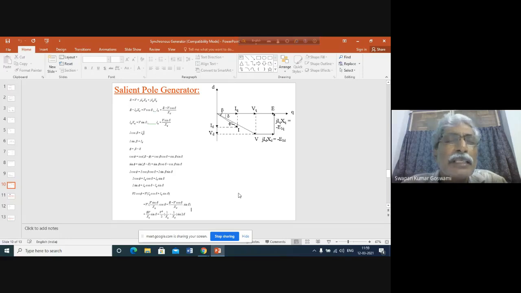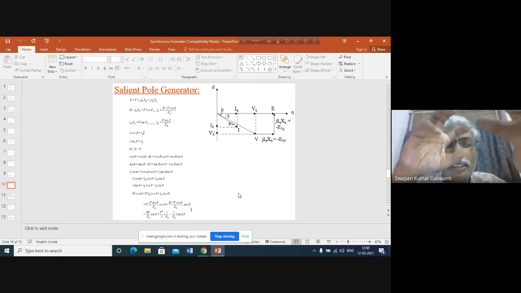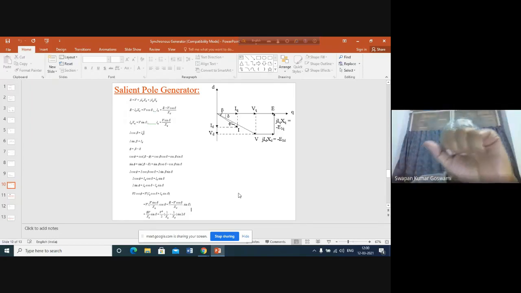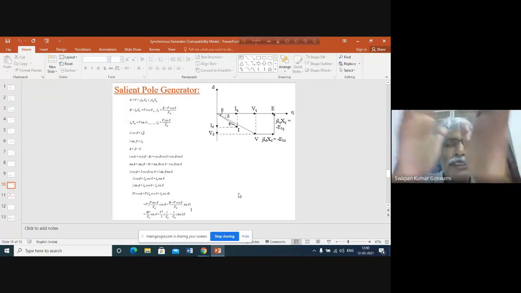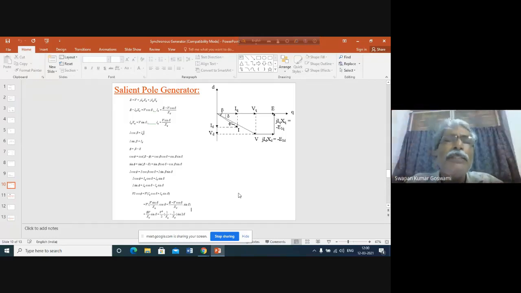Why do I say greater inherent stability? Because by changing a small value of delta, you get a greater variation in P, or for a greater variation in P there will be a small variation in delta. Delta has to change less, as if the machine cannot be moved. The machine is very strongly coupled with the bus bar, so strongly coupled that you cannot change it. That means the stability of this machine is higher. Okay, that is what we can say.